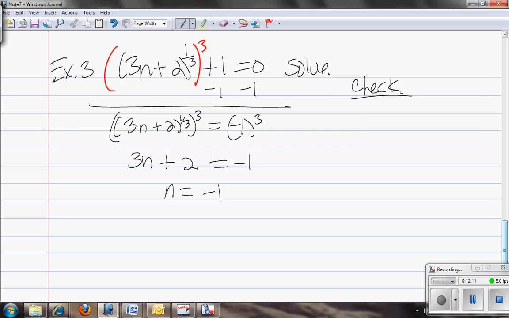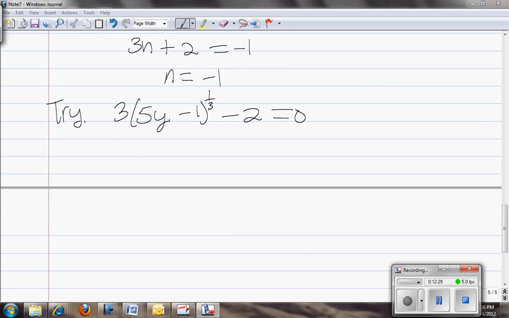All right? Now, I have one for you to try. Try 3 times (5y - 1) to the power of 1/3, minus 2, equals 0. Try that on your own and come back when you're done. All right, you should be finished by now. I'll check your work tomorrow, but just think about it, don't forget to divide by that 3 on the outside if you were still working on it.